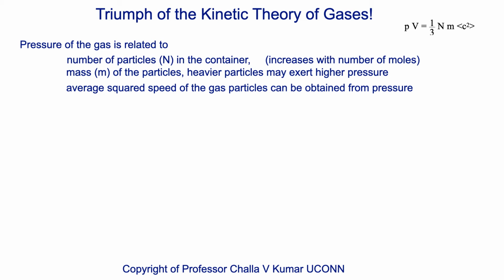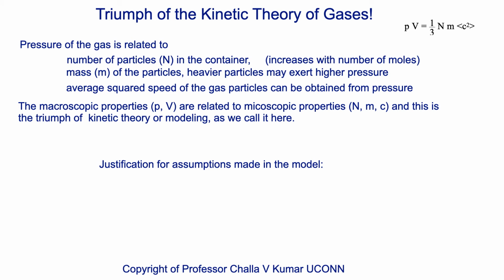In fact, if we measure the pressure and volume, from that we can calculate the average speed of the gas particles. We know the number of particles present and the mass of each gas particle. So this is a wonderful way to try to understand the macroscopic properties such as pressure and volume in terms of microscopic properties such as the mass and the average squared speed. This is a very useful insight that we obtained by modeling.